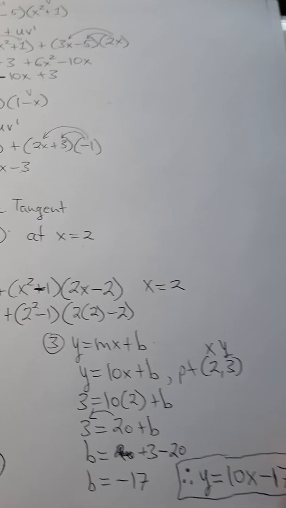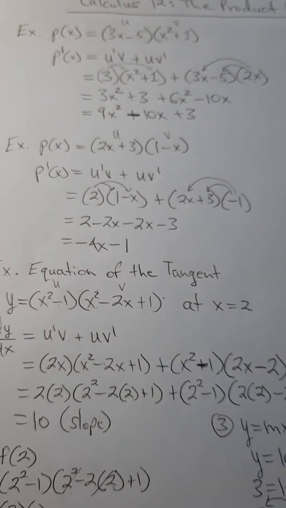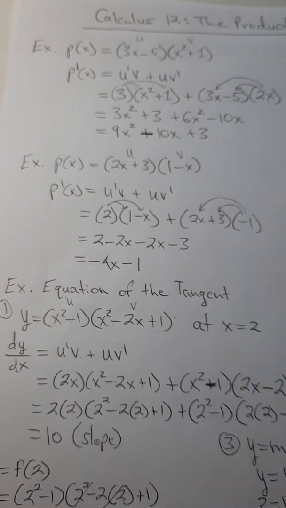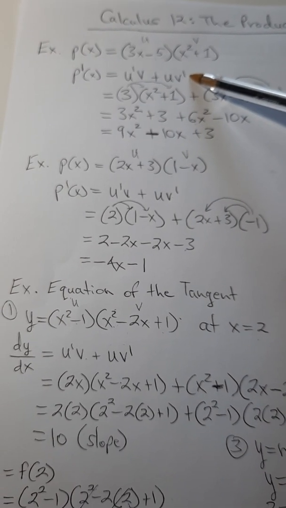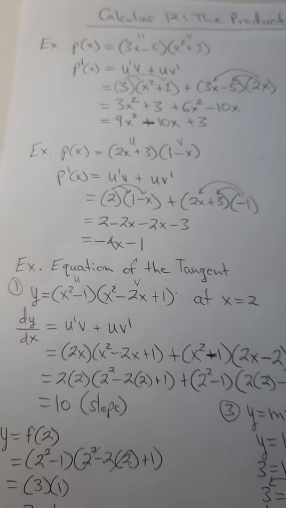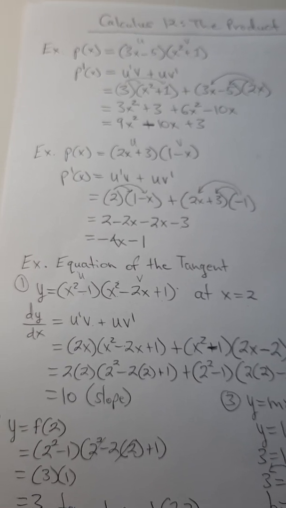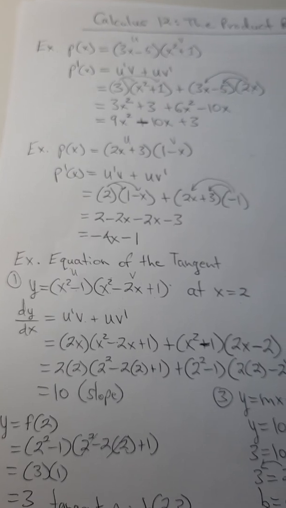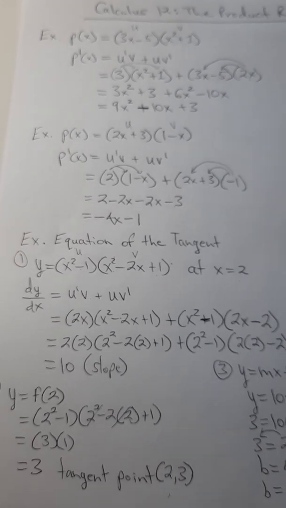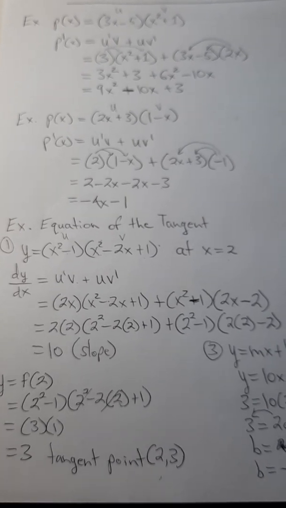One thing we should remember about the product rule is the actual formula. This is the formula right here: u prime v plus u v prime. In the next video, what we'll do is review getting the derivative of normal polynomial functions. Is everyone good with that? All right, that looks good.